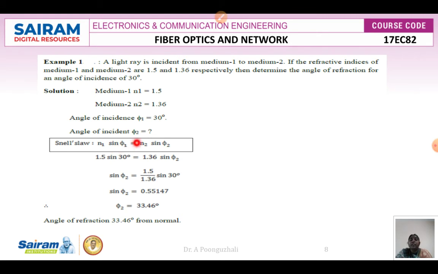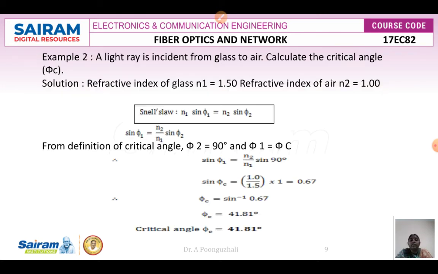To find the angle of refraction, from Snell's law, n1 sin phi 1 is equal to n2 sin phi 2. n1 is 1.5, phi 1 is 30 degrees, and n2 is 1.36. So sin phi 2 is 1.5 divided by 1.36 times sin 30, which is 0.55147. So phi 2 is sin inverse of 0.55147, which is 33.46. So the angle of refraction is 33.46 degrees from the normal.